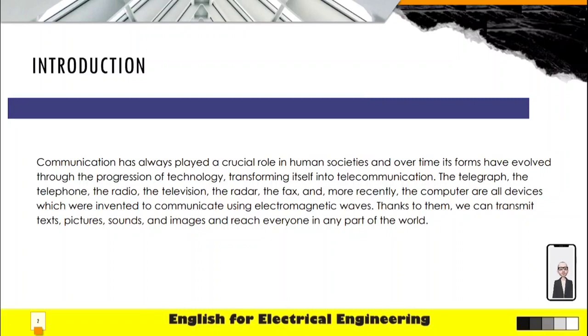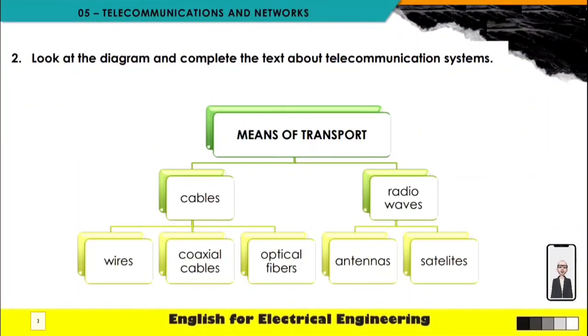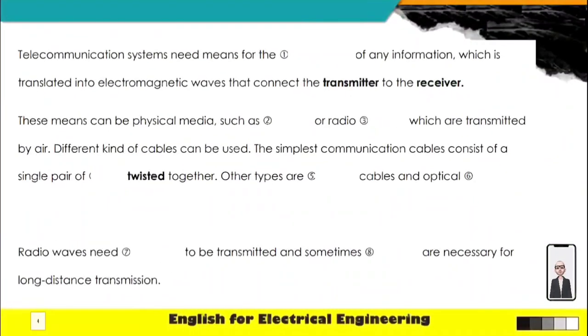As always, we are going to be looking at texts. So this can be a reading or a listening comprehension depending on which way of learning you prefer. Okay, so we're going to be reading text and answer comprehension questions. Let's take a look at the first one. Here we'll have to look at this diagram and complete the text about the telecommunication systems on the next slide. So we have got means of transport, cables, radio waves, and the different examples right there. So let's have a quick look.